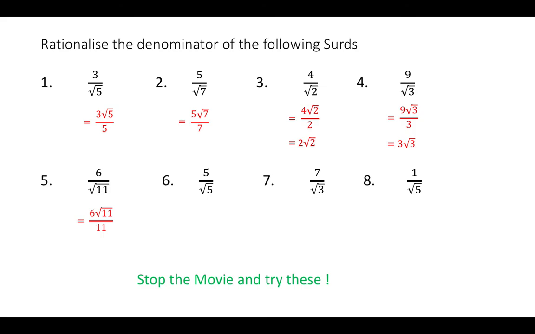So in this case here, it doesn't simplify any further, and 6 root 11 divided by 11 is our final solution. Next one, we have 5 root 5 divided by 5 for the reasons mentioned before, and this time you can see the 5s are going to cancel, simply to leave us a nice root 5. Then 7 root 3, so that's going to give us 7 root 3 all divided by 3. That one there's not going to simplify any further, so that's the final solution. And the last one, 1 over root 5, multiplying top and bottom gives us root 5 over 5.